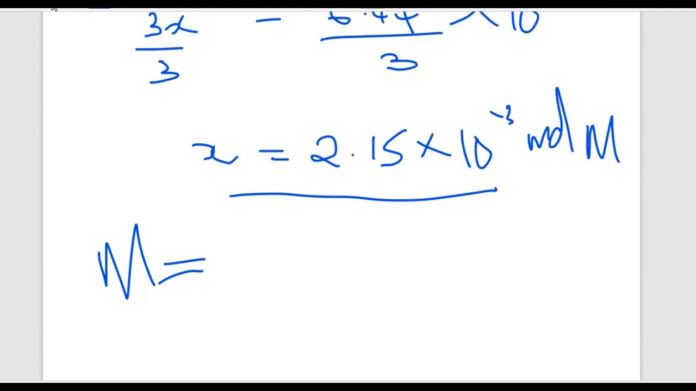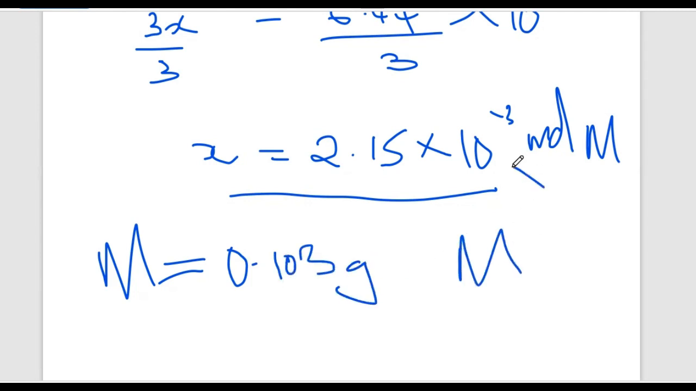Let me write it there. So you have 0.103 as the mass of this metal M, and these are the moles of metal M. So we are going to combine the moles of metal M with the mass to find the molar mass. And once we find the molar mass, it means we know the identity of this metal M.